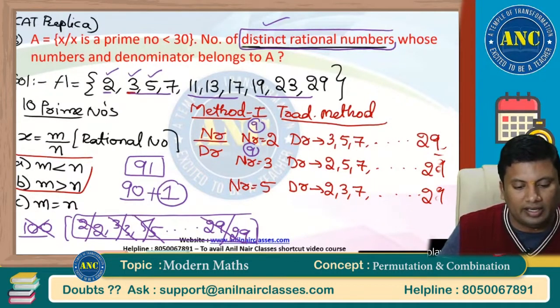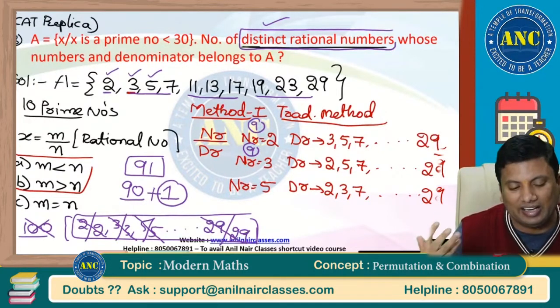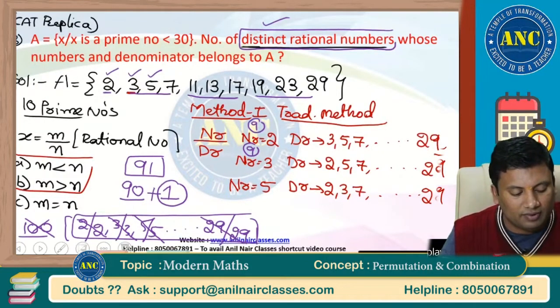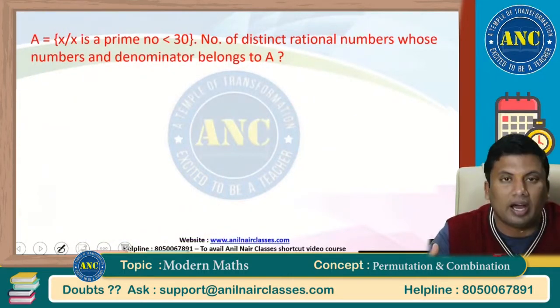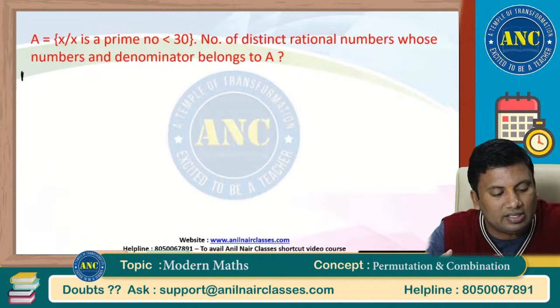I hope the idea is clear. Nothing but a simple counting problem. Again, a time-consuming method. We will not use this if it is asked in the examination. I hope it is clear why 100 is a mistake.